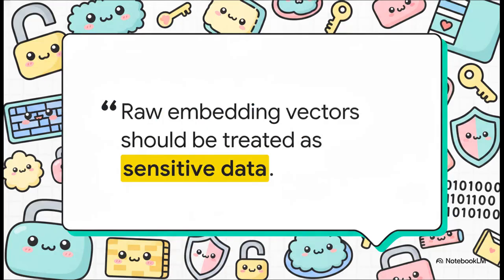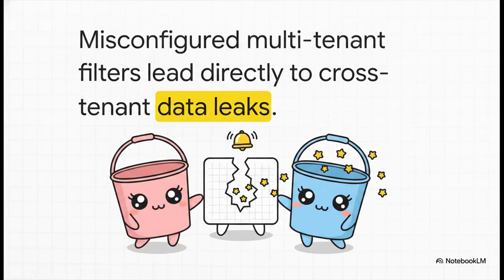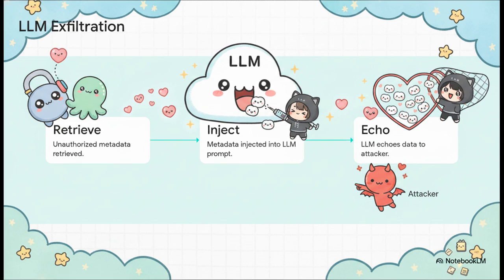Wild, right? The huge takeaway here is that raw embeddings are highly sensitive data, not just some harmless math. And third, namespace isolation failures. Just one misconfigured metadata filter can leak a tenant's protected data to another. Once that unauthorized metadata hits your LLM prompt, the model literally just hands it right over to the attacker.